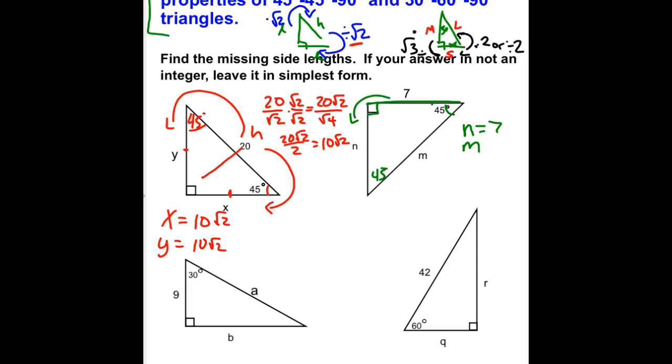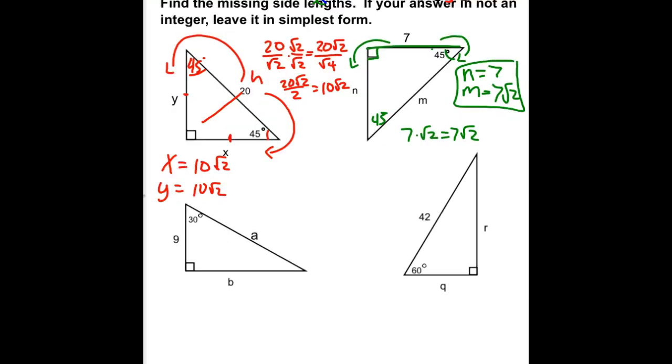Once you've got the legs, to go to the hypotenuse, you check your steps up above. They say to multiply. So I'm going to take 7 and multiply by the square root of 2. If I do that, I get 7 root 2. And there's no simplifying there. I don't have anything on the bottom. I can't pull anything out. So I get m is 7 root 2, and that's it.